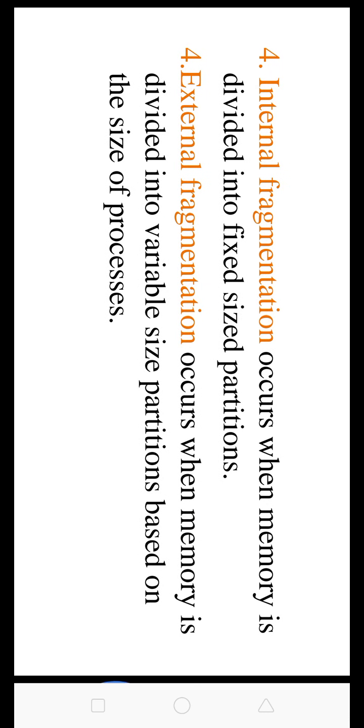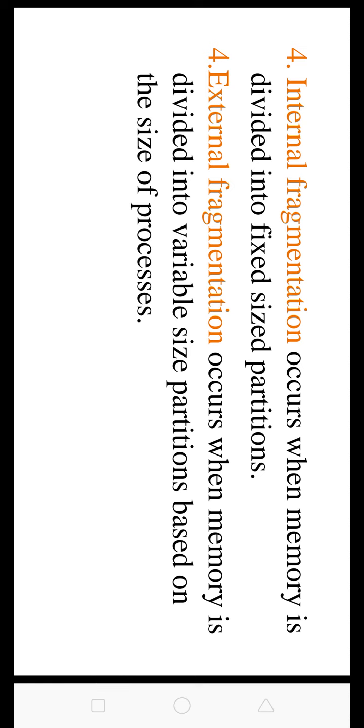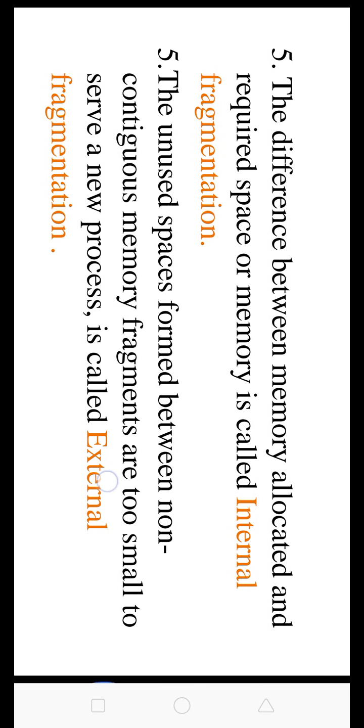The next difference is that internal fragmentation occurs when memory is divided into fixed sized partitions, but external fragmentation occurs when memory is divided into variable sized partitions based on the size of the processes. The next difference: the difference between memory allocated and required memory is called internal fragmentation. This is one simple definition. The unused space formed between non-contiguous memory fragments, too small to serve a new process, is called external fragmentation.